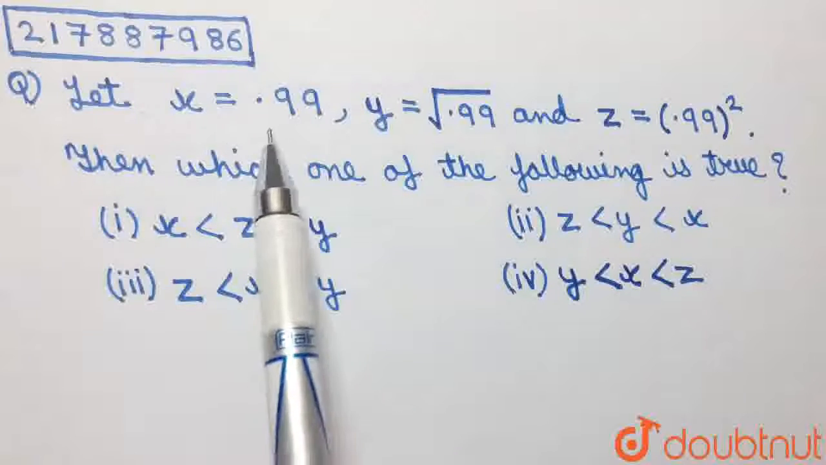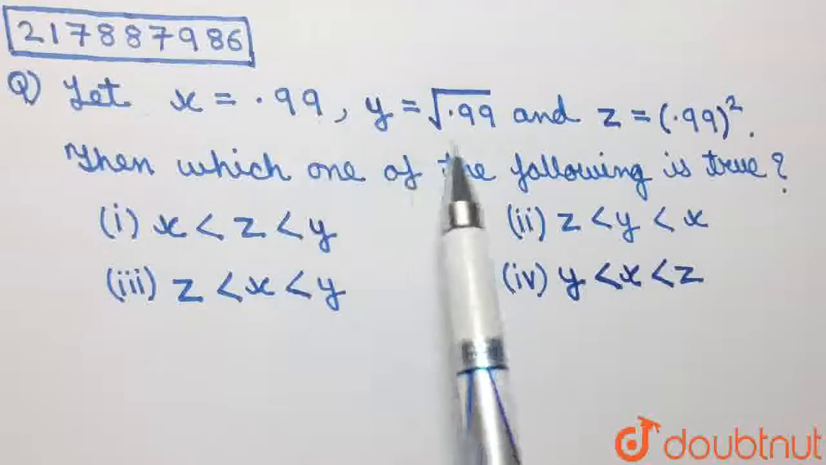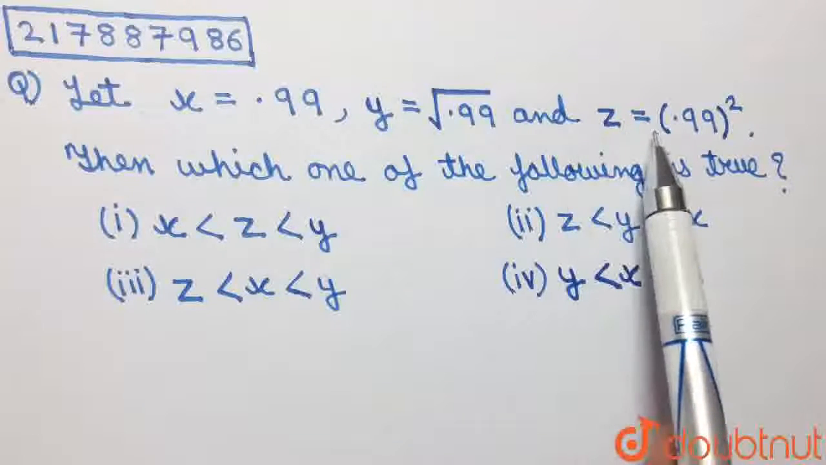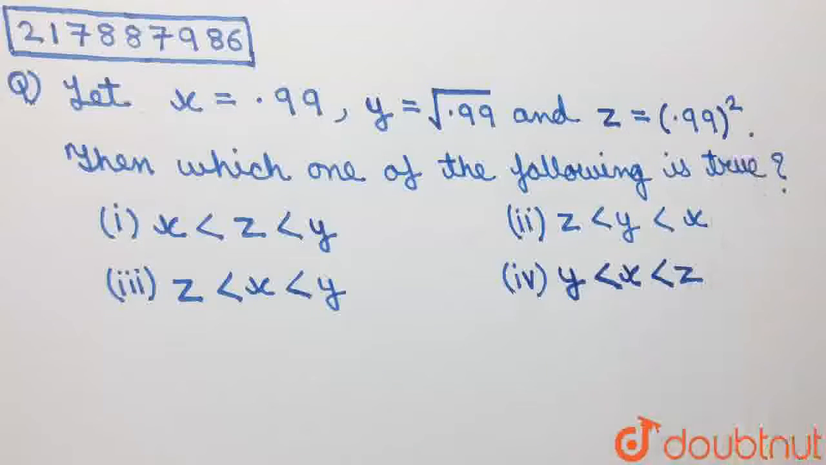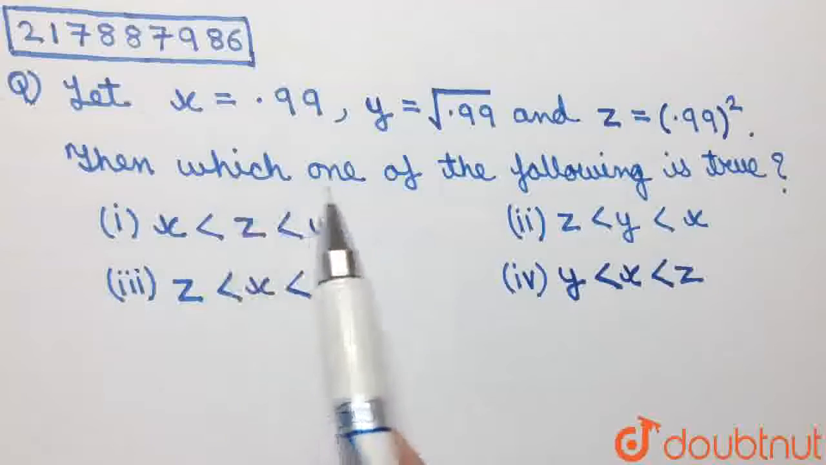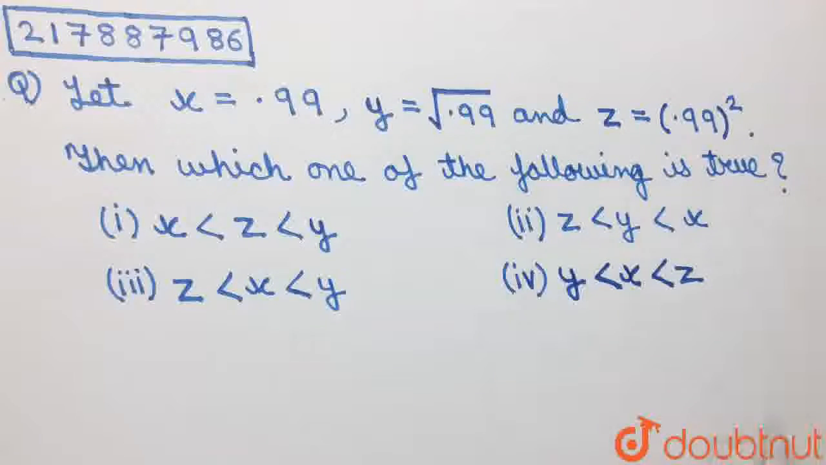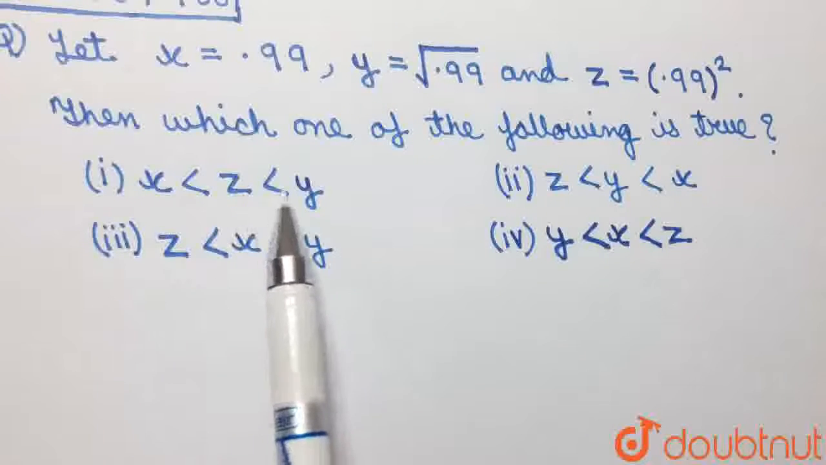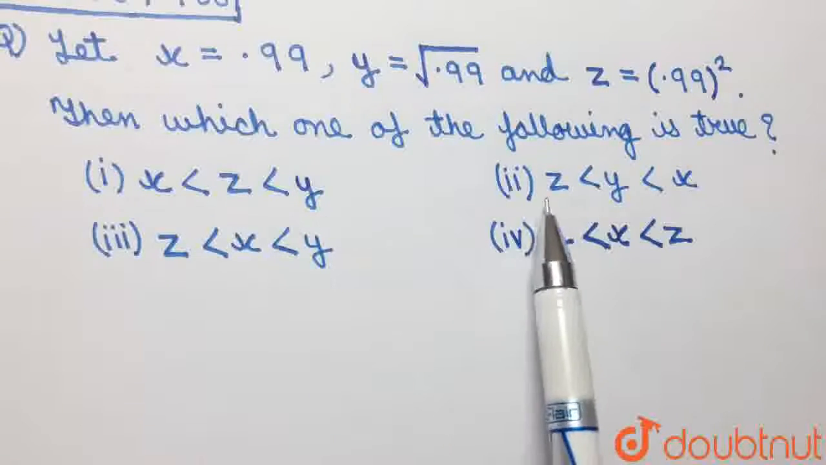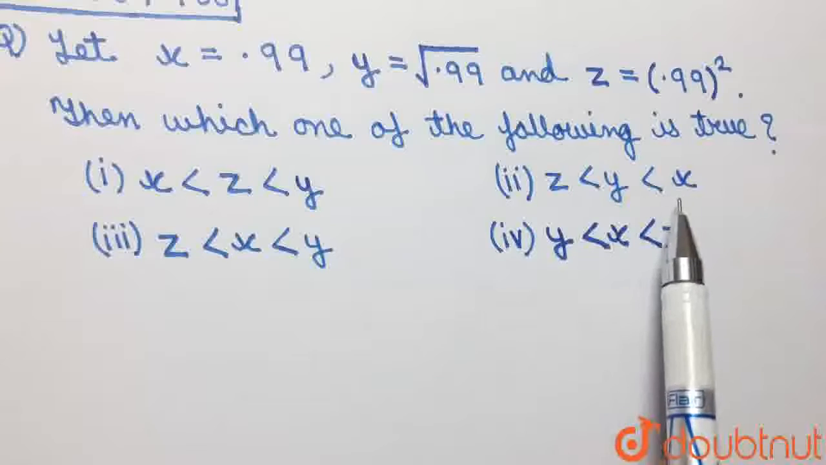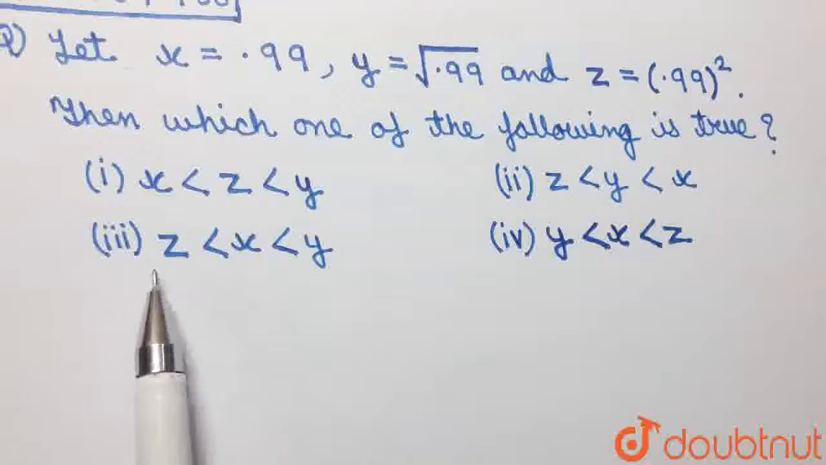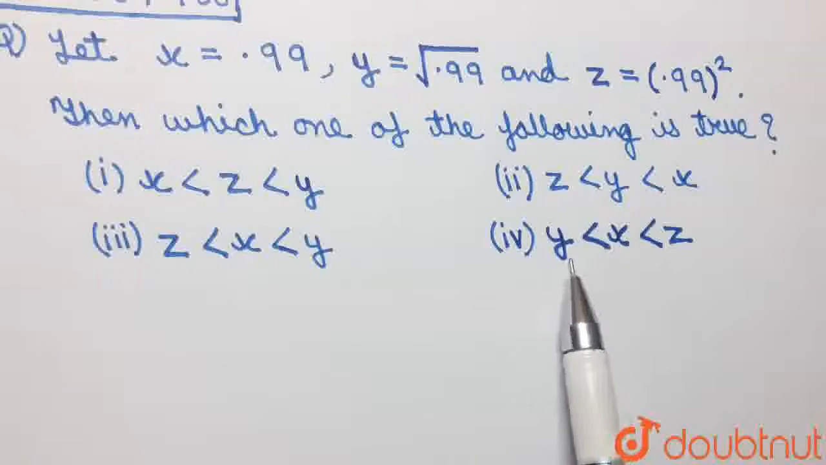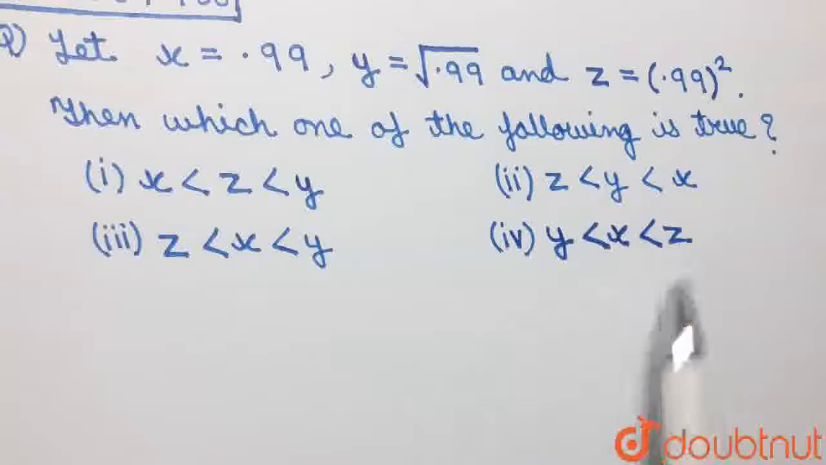Let x equal to 0.99, y equal to root over 0.99 and z equal to 0.99 square. Then which one of the following is true? Option 1, x less than z less than y. Option 2, z less than y less than x. Option 3, z less than x less than y. Or option 4, y less than x less than z.